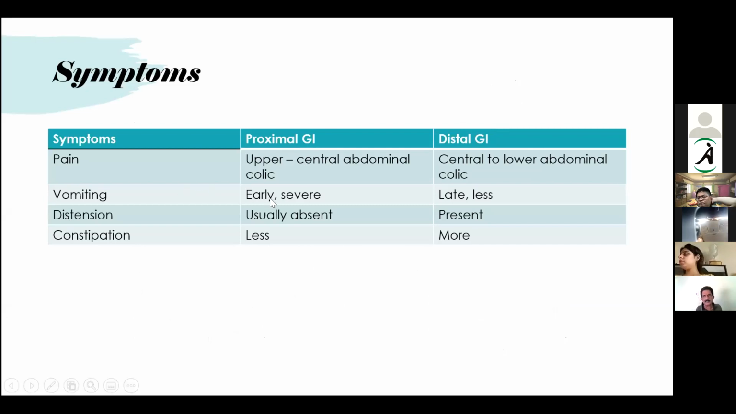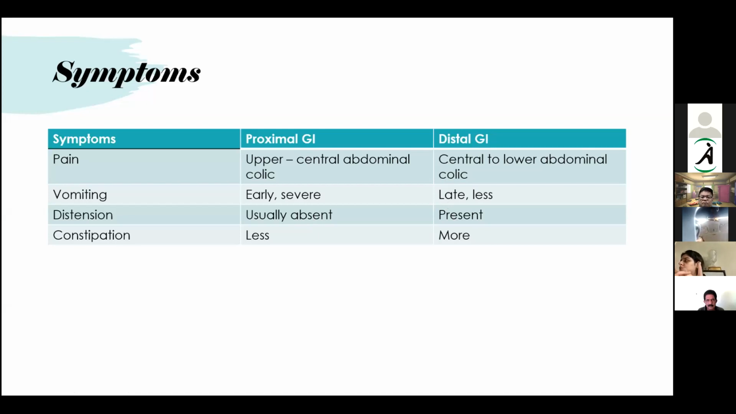Vomiting is usually early and very severe, as we mentioned. In distal GI, it is usually late and less severe. Distension is usually absent in proximal obstruction because once the patient vomits out, there is nothing in the bowel, so the bowel will be normal. There won't be much distension. In distal GI, the distension is present because the contents are not going anywhere. They just keep on accumulating.